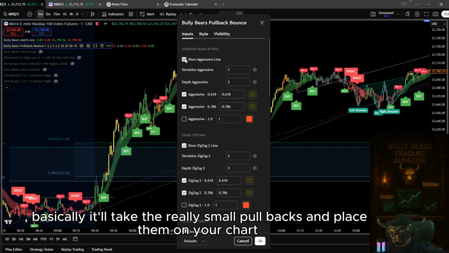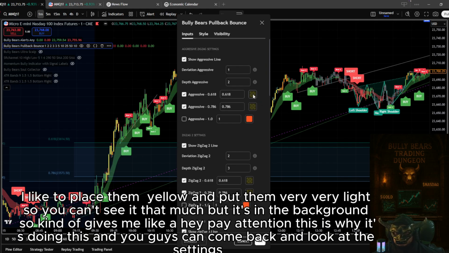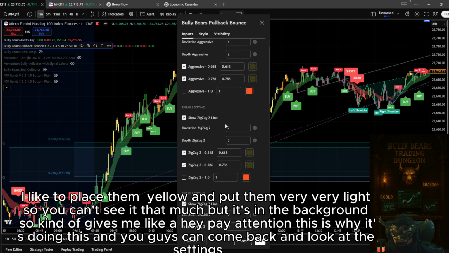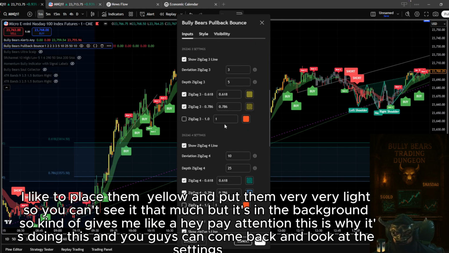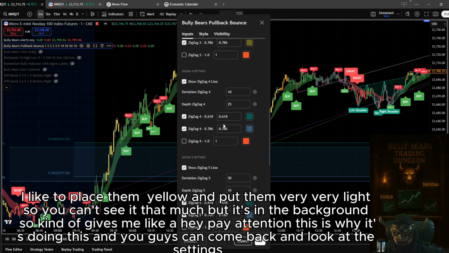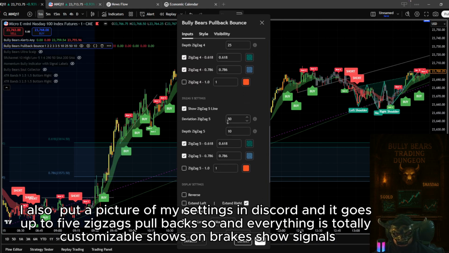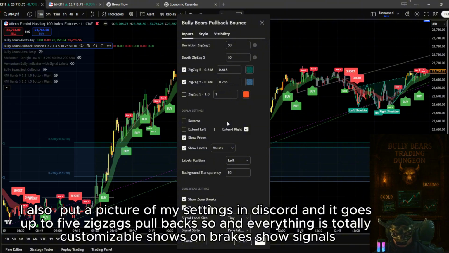Basically, it'll take the really small pullbacks and place them on your chart. I like to place them yellow and put them very, very light so you can't see it that much, but it's in the background. So it kind of gives me a, hey, pay attention, this is why it's doing this. And you guys can come back and look at the settings. I also put a picture of my settings in Discord. And it goes up to 5 zigzag pullbacks.